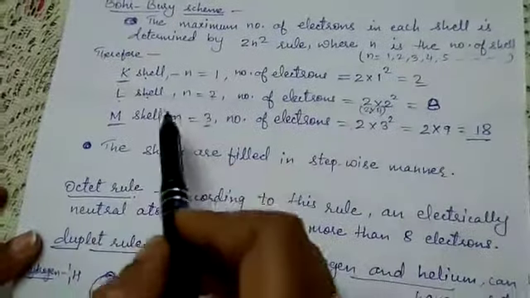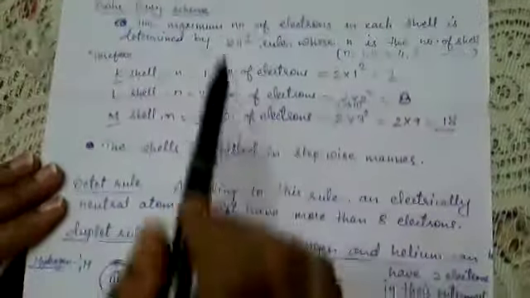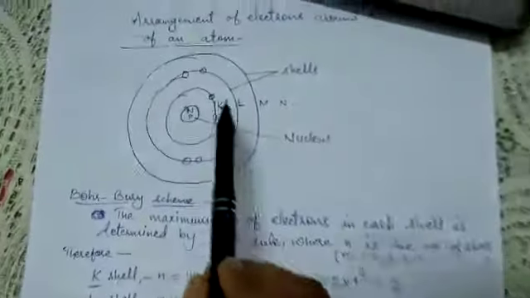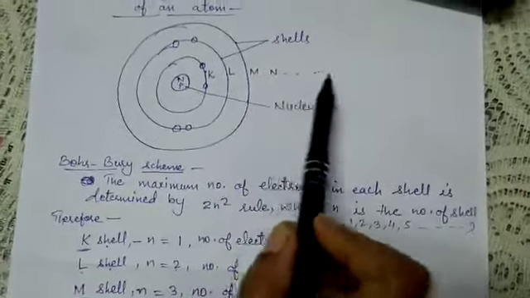According to this rule, you are seeing each shell's capacity. Now the shells are filled in a stepwise manner. Stepwise manner means first electrons will be filled in the K shell, then the L shell, then M, then N, then O, P and so on.